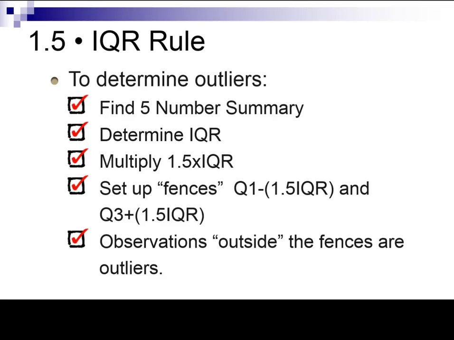So we did the outliers. Okay, so there's the rule. If you want to write it down, that's exactly how you do it. First, get your 5-number summary, which is what we did. Determine the IQR. Multiply by 1.5, because that's going to give you a number. Then you're going to set up those fences by adding that number to quartile 3 and subtracting it from quartile 1.